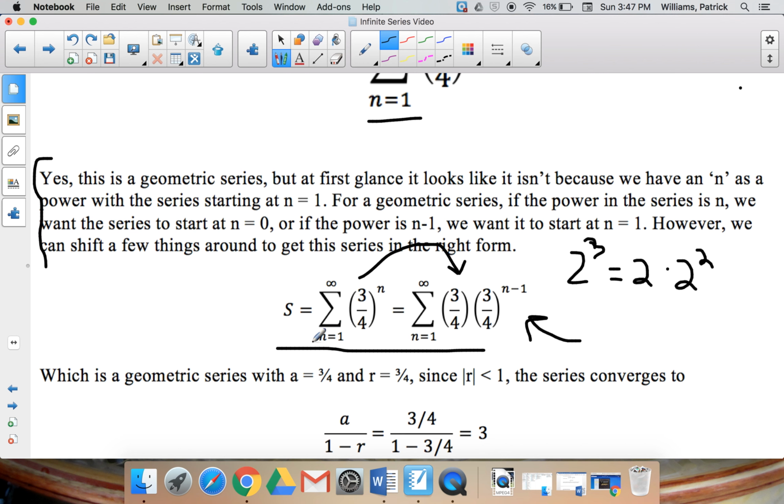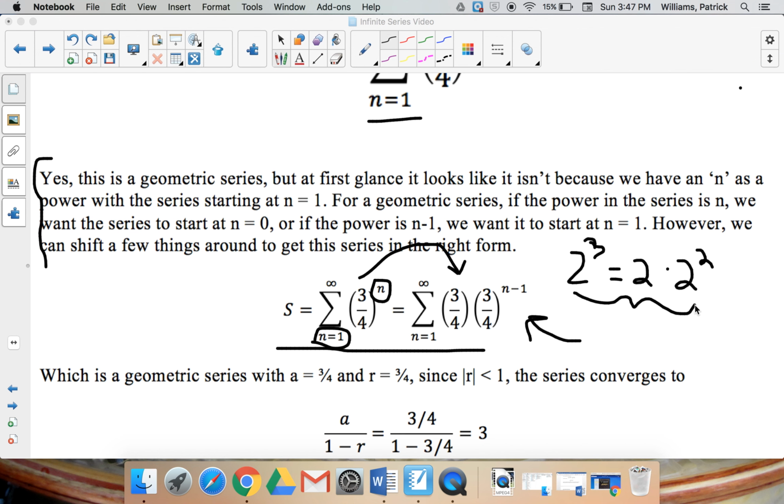Now, we had this thing starting at n equals 1, meaning we wanted to have an n minus 1 in this exponent. So to get an n minus 1, all we had to do was pull a 3/4 out, and therefore that power goes down. That's exactly what this thing is illustrating right here. That'll always work. It's a nifty little trick that we can use in a lot of analysis of series, not just in geometric series.